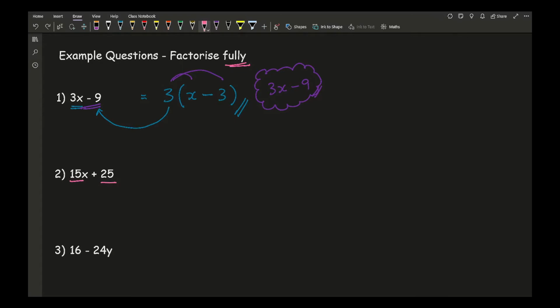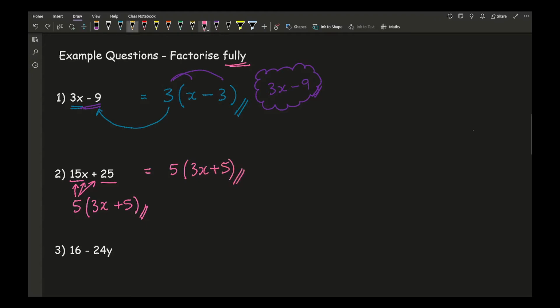So I've got to ask myself, what's the highest number that goes into both, or highest common factor I should say, that goes into both 15 and 25? And the answer to that is going to be 5. So then I ask myself, what do I need to multiply 5 by to get 15? Well, I need 3, and I also then need an x, so I'm going to add an x there. And finally, what do I need to multiply 5 by to get positive 25? Well, that's just going to be 5, and so my final answer is going to be 5, and then 3x plus 5 goes inside, and there is my final answer.